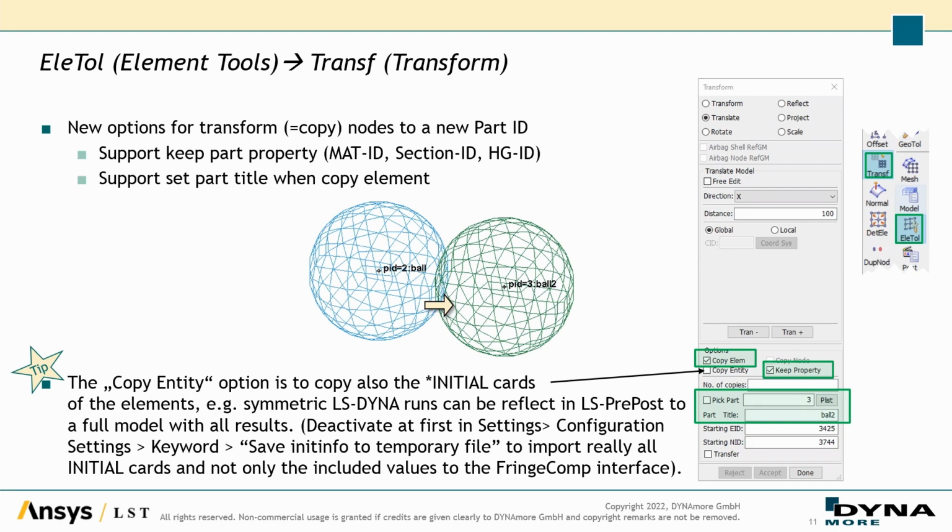Additionally, you now have an input field to define the new part title when copying elements. This is here. My tip: the copy entity option also copies the initial cards of the elements. For example, symmetric LS-DYNA runs can be reflected in LS-PrePost to a full model with all results.